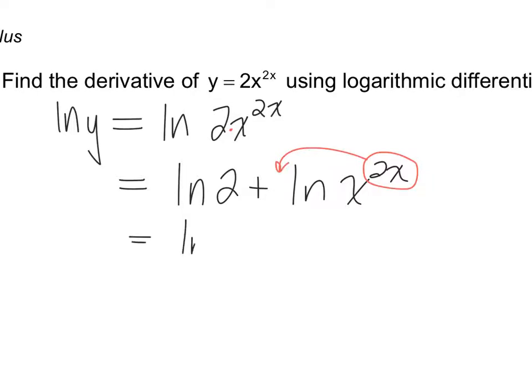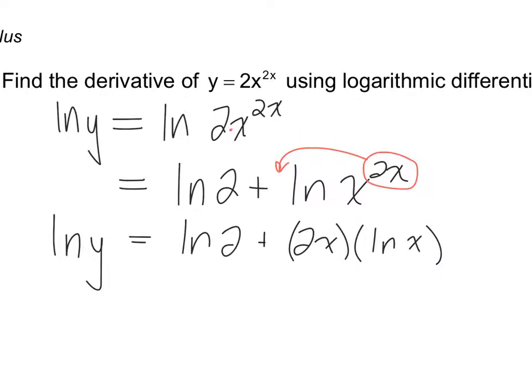All right, so we have ln of 2 plus 2x times ln of x. I'm going to write it like that to really emphasize the product rule that's going to come out of this. Left-hand side still ln of y, which has a derivative of what? Exactamundo.